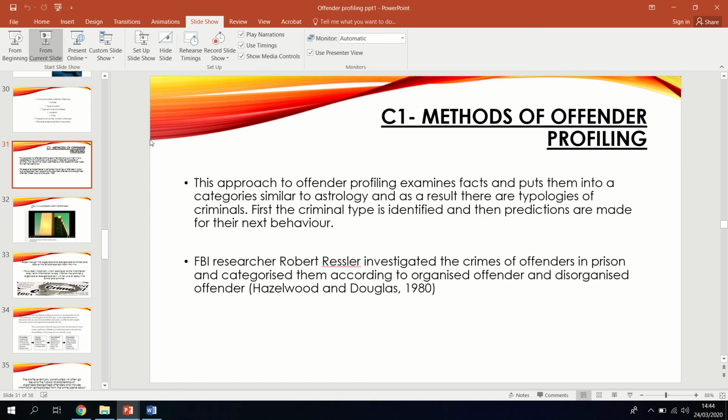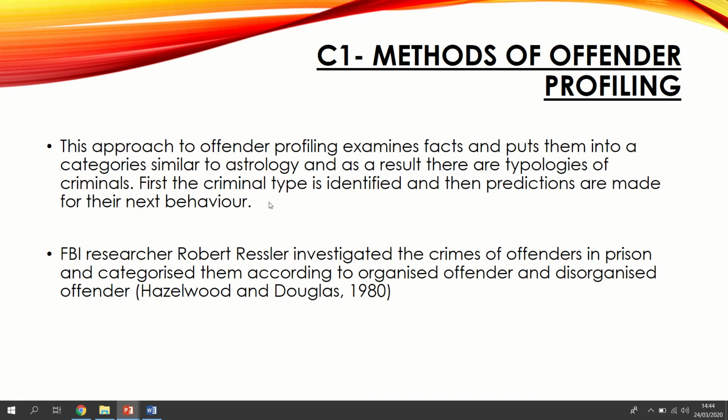And the FBI method of offender profiling says that there are these two types: criminals who are organised and criminals that are disorganised. And by what we see at the crime scene, we then should categorise people into organised or disorganised, and that will tell us a lot about that person.